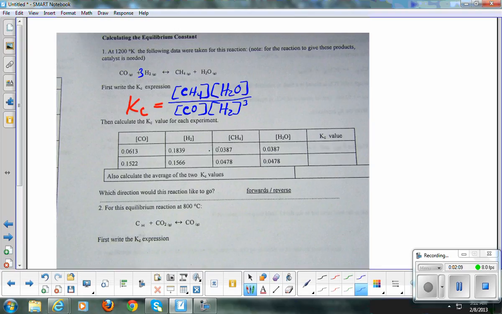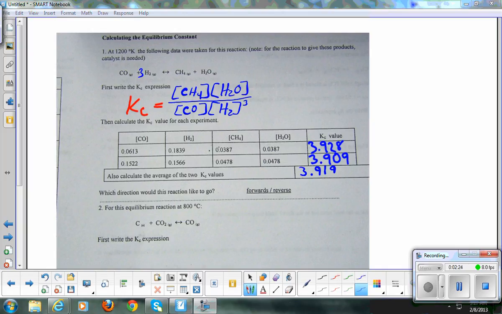So I'm going to give you a few seconds. I want you to plug and chug, figure out what the Kc value is for each of these, and then calculate the average. You guys know how to do average, right? Add those two together, divide by 2. Okay, so take 10 seconds and do that.